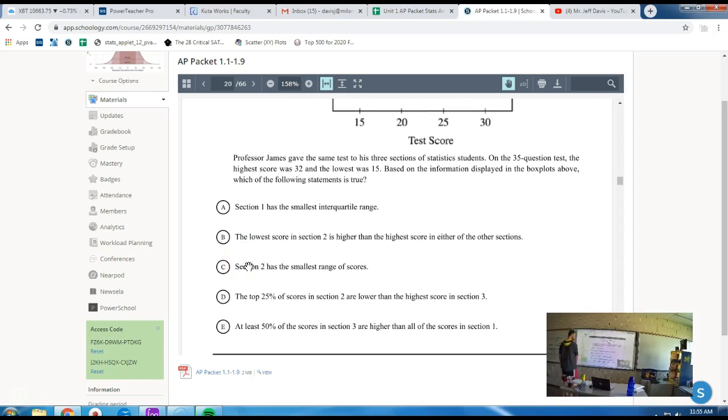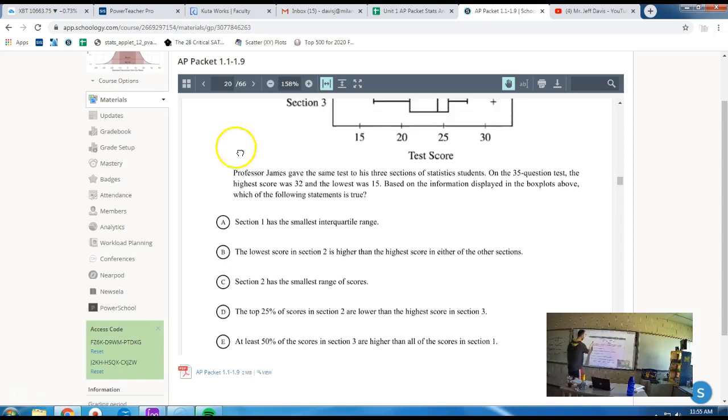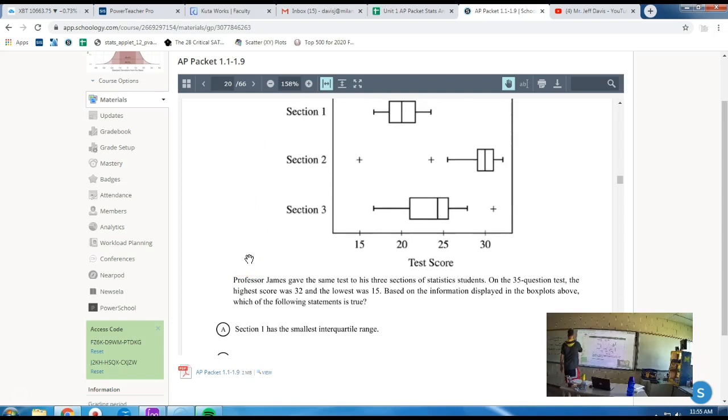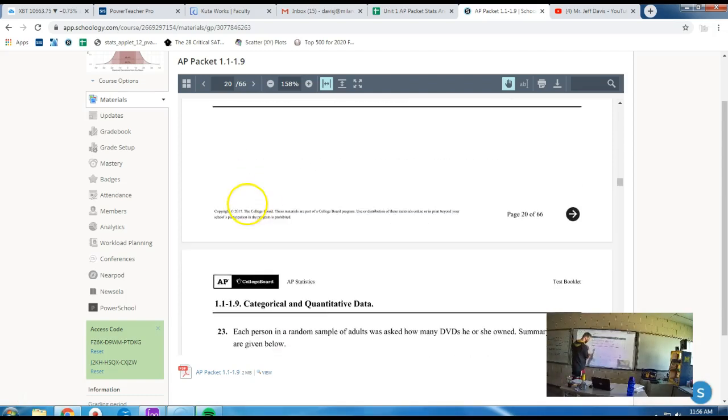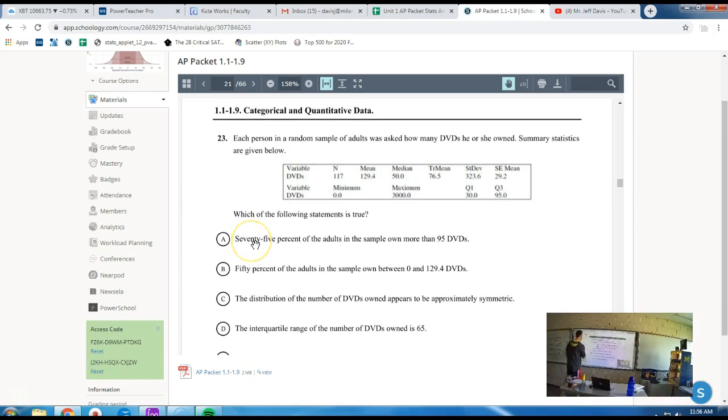At least 50% of the scores in section 3 are higher than all of the scores in section 1. This is similar to that golf one from earlier. Right here is the top 50% of scores in section 3. Well, every one of those scores is better than anyone in section 1. And that's true, so that was your answer. And again, there are important reasons why some of the other ones are wrong. It would just make this video so long and boring that you guys would all just give up and not watch.